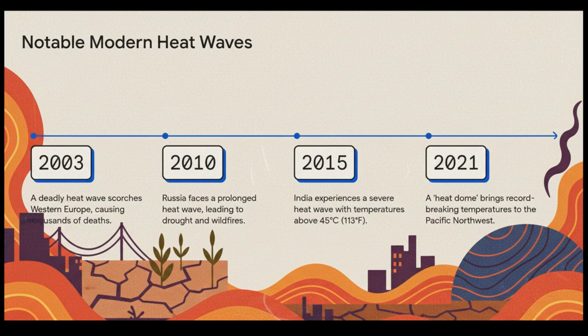And these positive anomalies aren't just numbers on a spreadsheet. They have devastating real-world consequences. We've seen this again and again with major heat waves in recent history, from the deadly 2003 event in Europe to the record-shattering heat dome that sat over the Pacific Northwest in 2021. These aren't just hot days. They're extreme events that push our infrastructure, our agriculture, and our own health to the absolute limit.